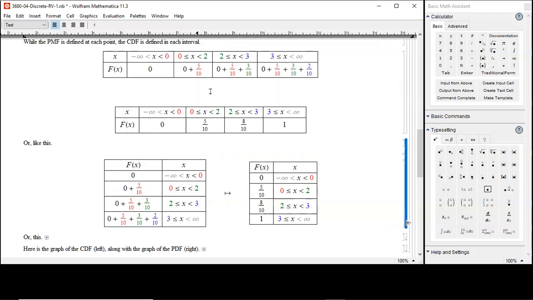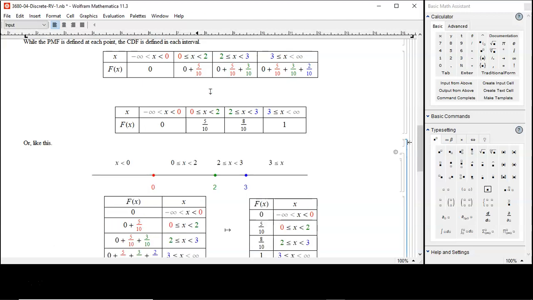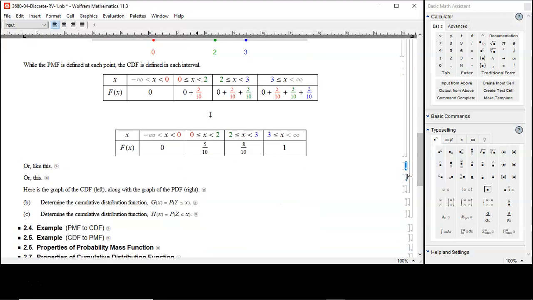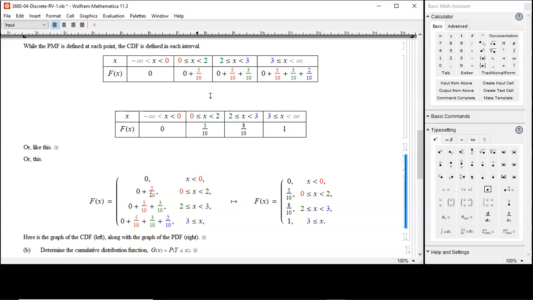Here's another visualization of the same thing. This is horizontal tabular form. This is vertical tabular form. I hope it's the same thing. And as for keep adding up probabilities, it's the same thing. Or piecewise function expression.